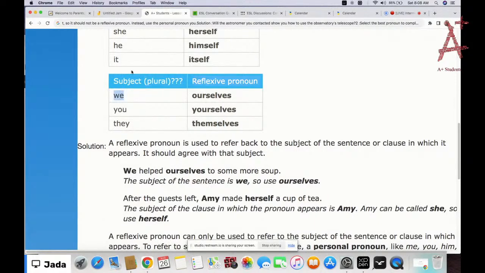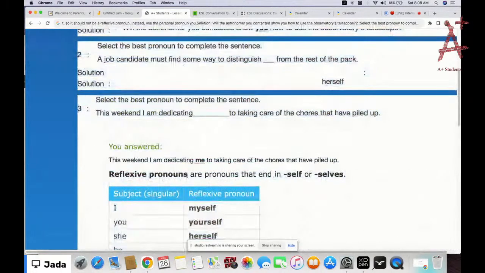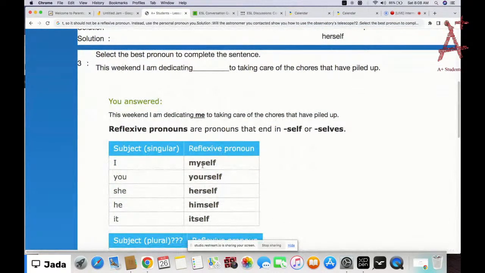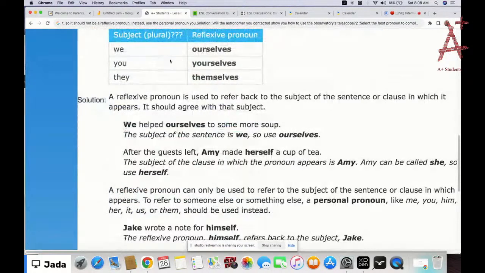So they must go in line with the subject, both the singular and the plural. The singular subject must go with its own reflexive pronoun. Just like I will go with myself. You cannot use I and herself. No, no, no. It's going to be I and myself. So they must agree and they must go in line with each other. Okay? So yeah, that's it.